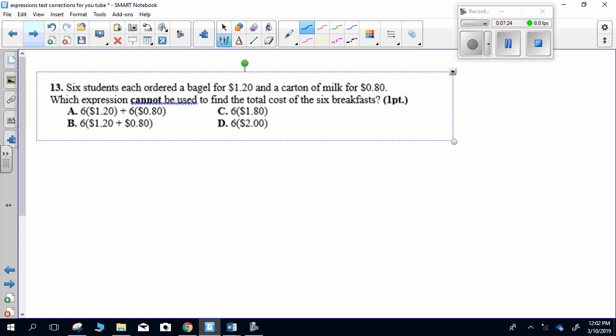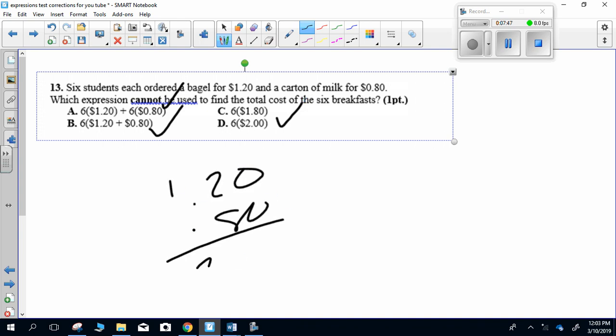Next one. 6 students each ordered a bagel for $1.20 and a carton of milk for 80 cents. Which expression cannot, this is one we don't want, be used to find the total cost of 6 breakfasts? So A works, B works, and D works. C does not work because 120 plus 80 is $2.